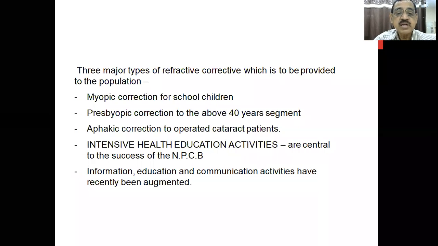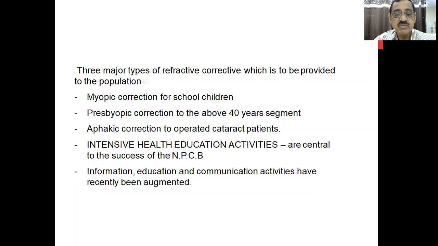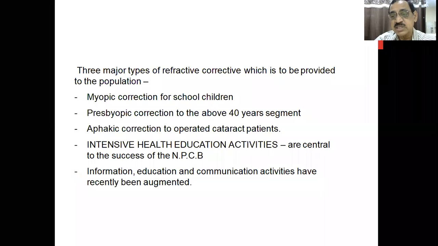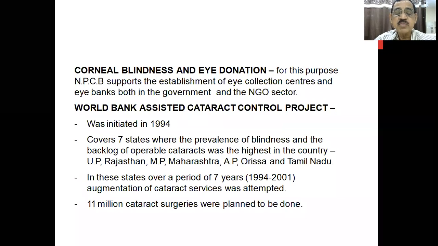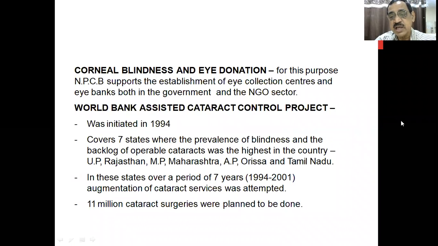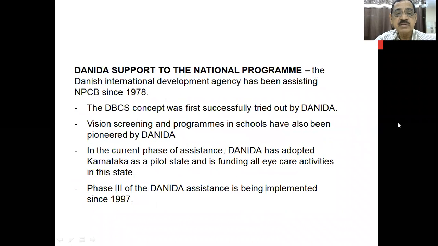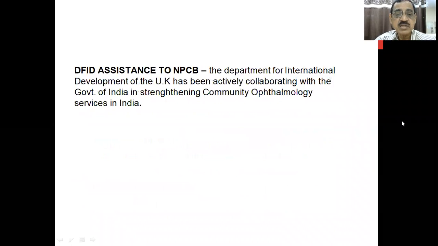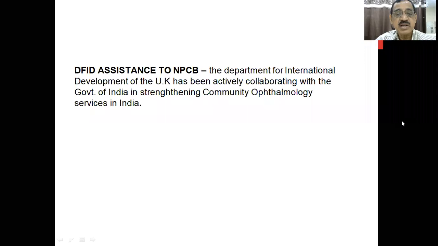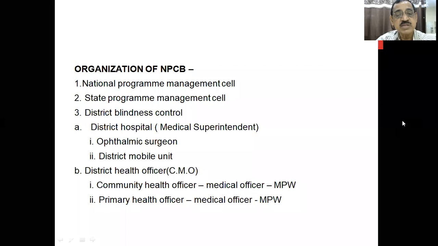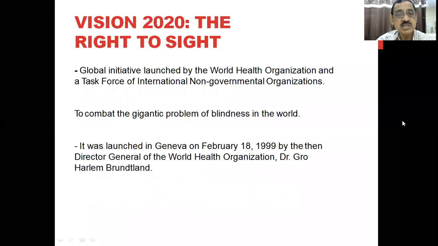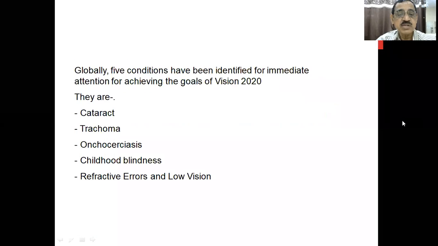Okay. Intensive health education activities, information, education, communication activities have also been seen. We have talked about it. Corneal blindness and eye donation also we have seen. The World Bank Assisted Cataract Control Program, we talked about it yesterday. DANIDA, the Danish International Development Agency, we have seen, and the Department for International Development of the UK, which has started helping the government of India in strengthening community ophthalmology, also we have seen. Organization of NPCB we have seen, and Vision 2020, this also we have seen.